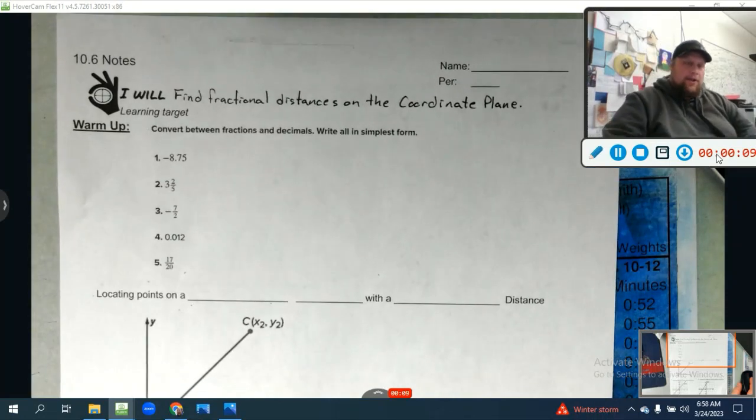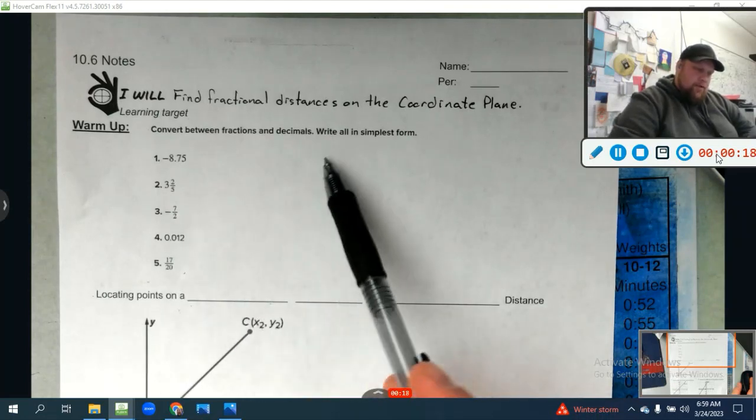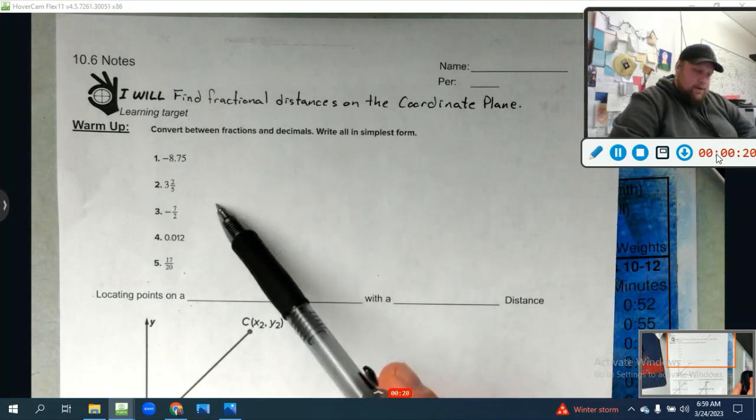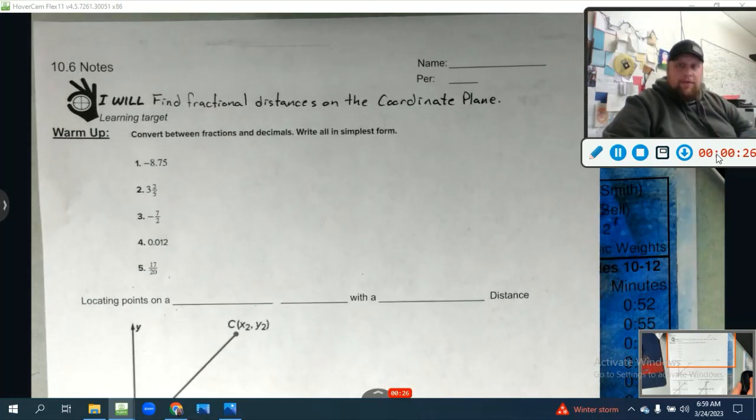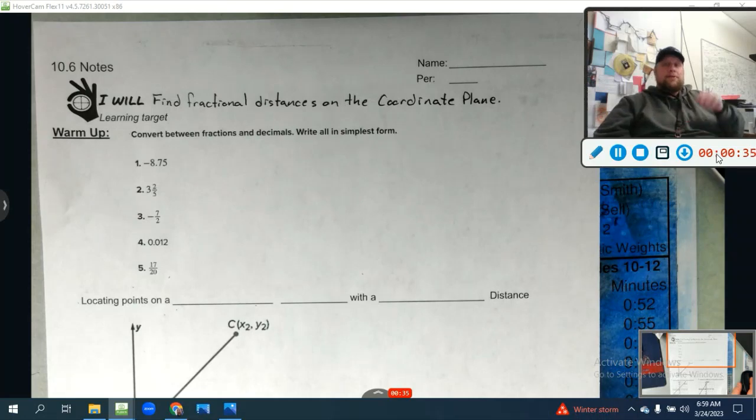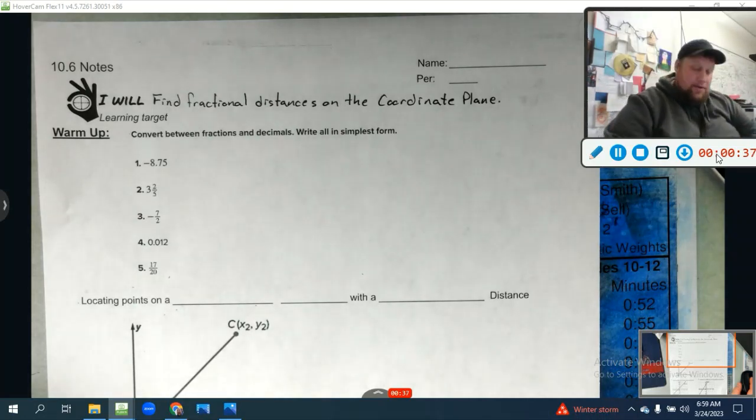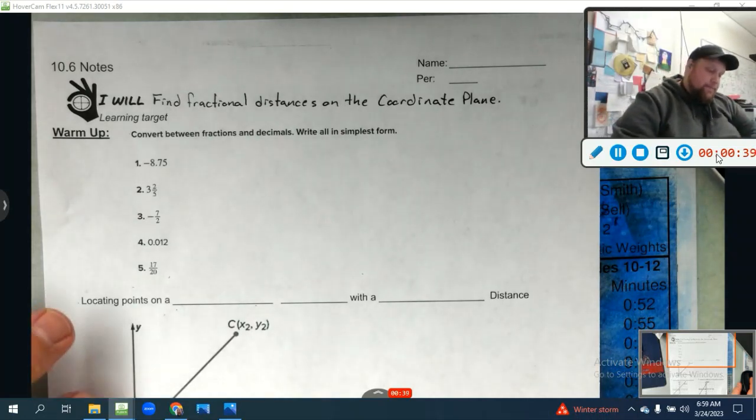All right, today's learning target for 10.6 is I will find fractional distances on the coordinate plane, moving from the number line to the coordinate plane. Take a minute, convert between fractions and decimals, write all in simplest form. If it's a fraction, write it as a decimal. If it's a decimal, write it as a fraction, and we will reconvene after this coffee sip. By the way, those little breath moments, or my little sip moments, are your turn to pause it if you need extra time so this video doesn't take forever.